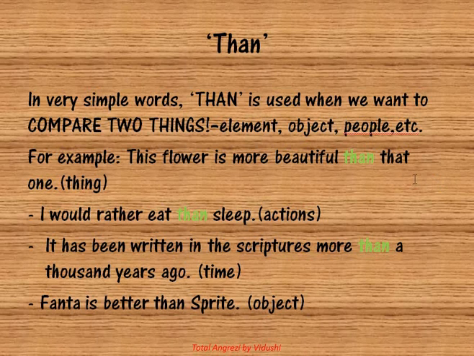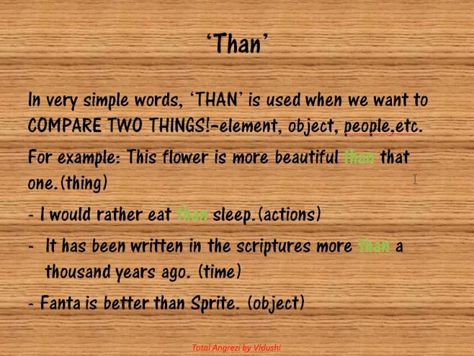Here we are comparing two things. We are comparing two flowers and we are saying that this one is more beautiful than that one. So just like I defined it, when you want to compare two things, that is when you use than. Another example, I would rather eat than sleep. So here there are two actions, eating and sleeping, and I'm comparing those two actions and I'm choosing one, that I would rather eat than sleep. So again we are using the word than.